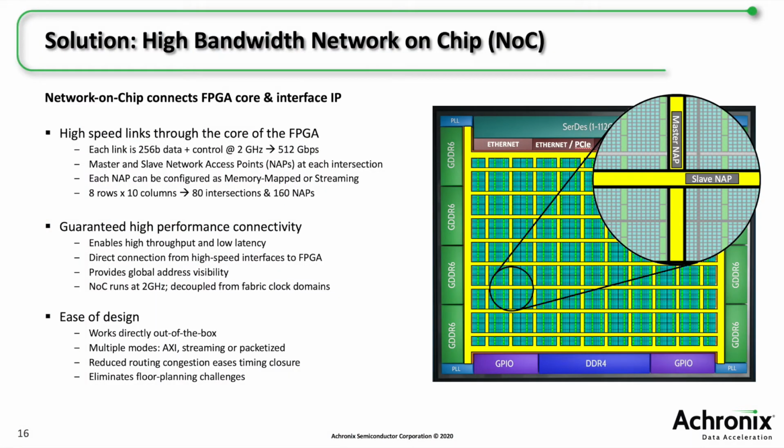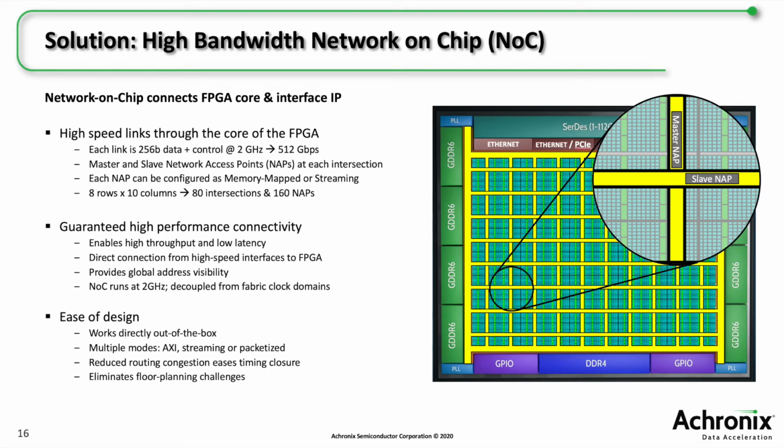So the solution that we have is a high bandwidth network on chip that runs through the core of the FPGA. So you can see all of these links here running horizontally and vertically inside the FPGA core. Each one of these provides 256 bits of data plus control running at 2 gigahertz. So this gives us a total of 512 gigabits per second on every one of these links. At each intersection, we have both a master network access point and a slave network access point. And each one of these can be configured as either a memory mapped or a streaming protocol. We have 8 rows by 10 columns. That gives us 80 intersections, which is 160 network access points.